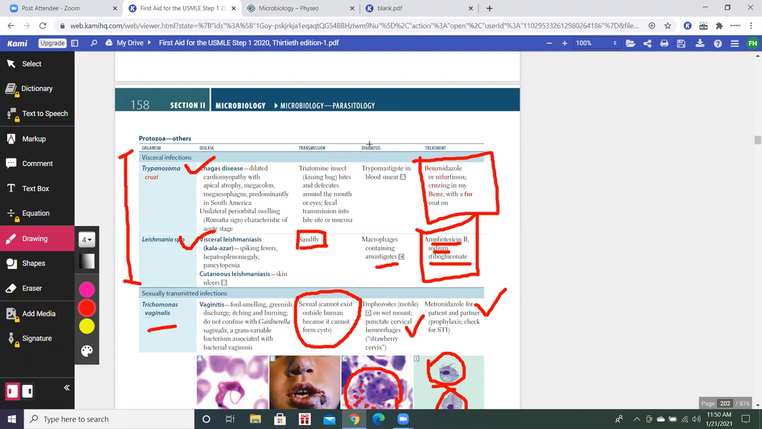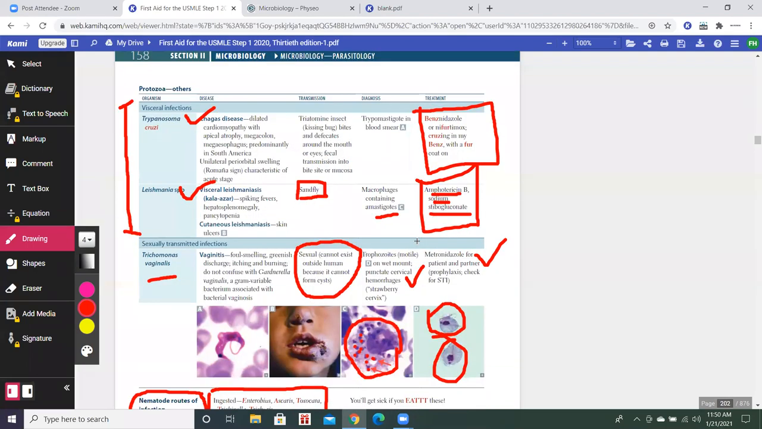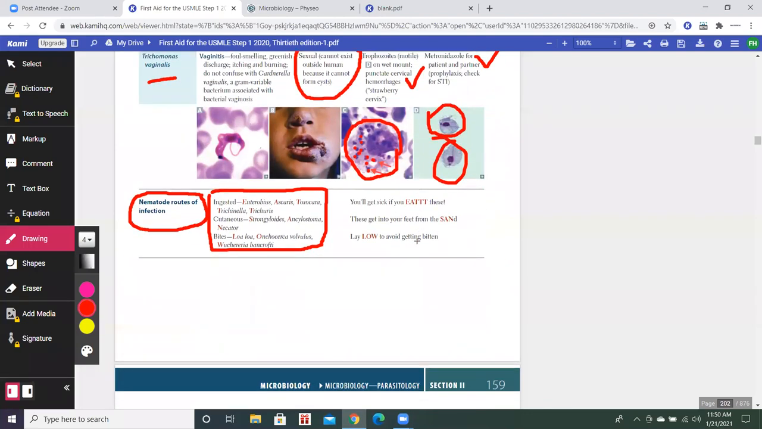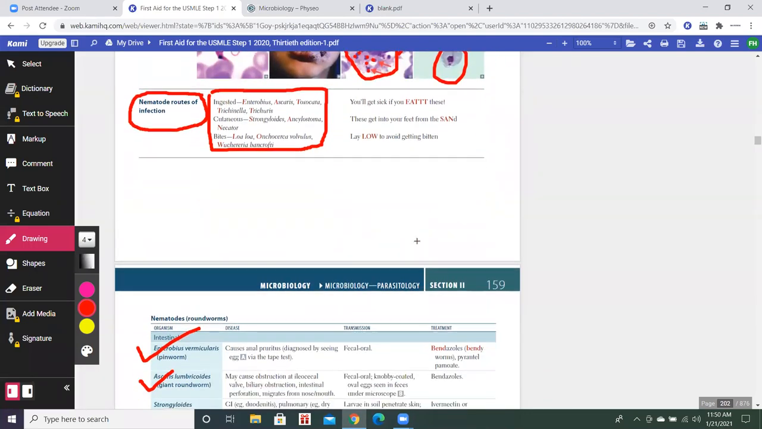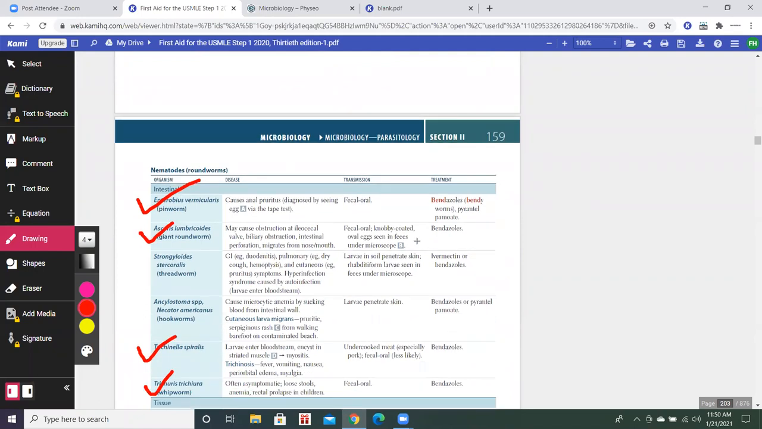Another one is, what is the name of the organism that is responsible for roaming around in your body with a car and causing damage in different parts of the body? It's called Toxocara canis. So that's that, that's great.